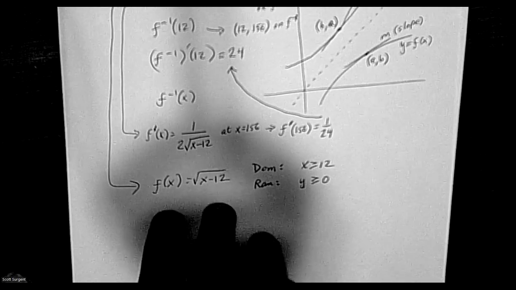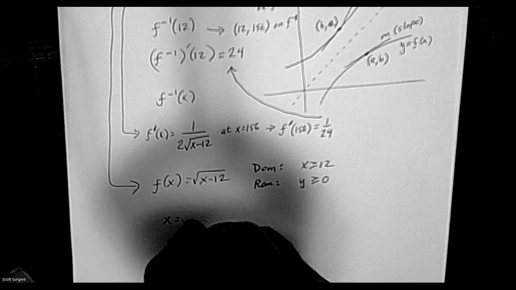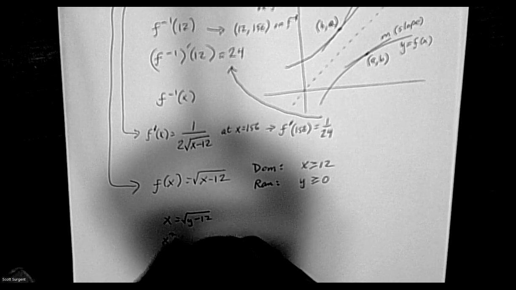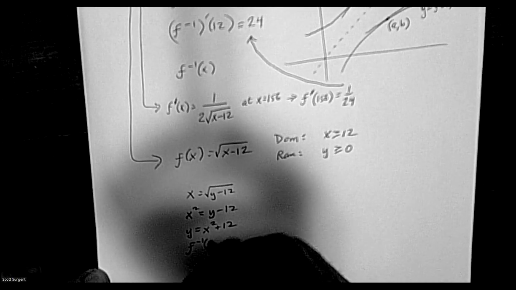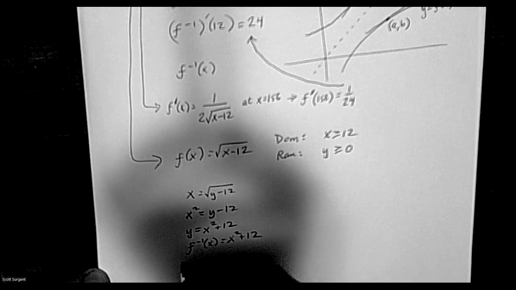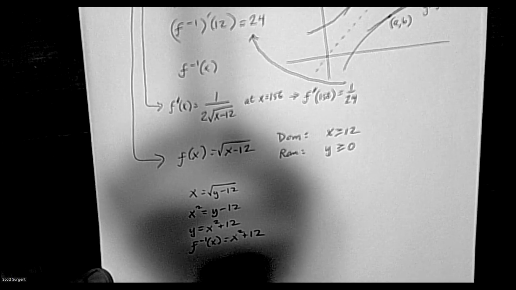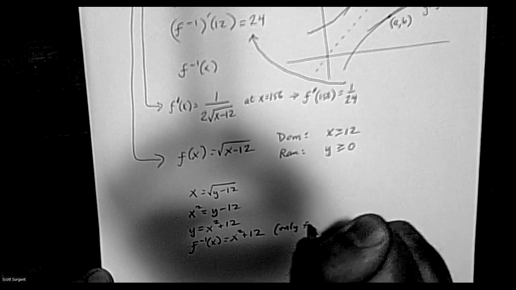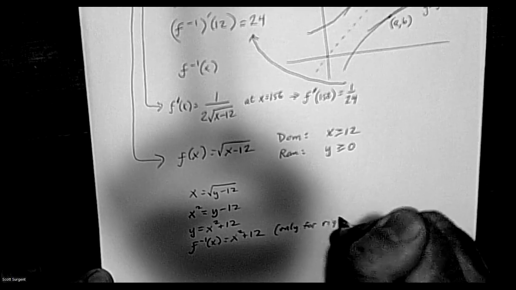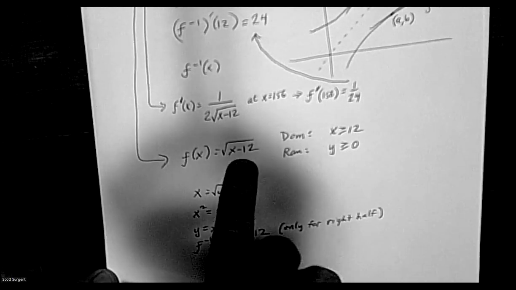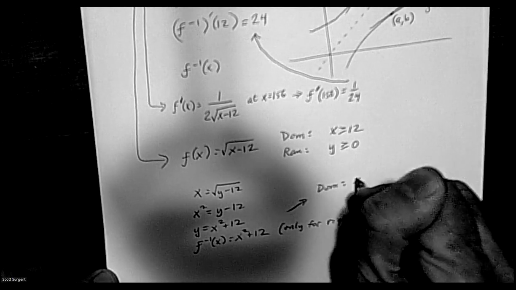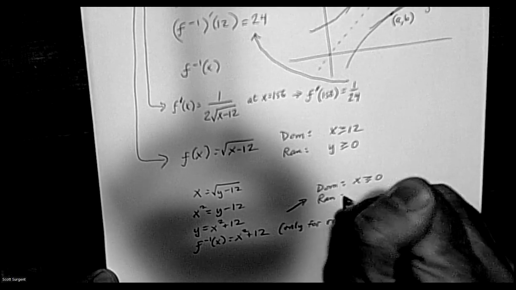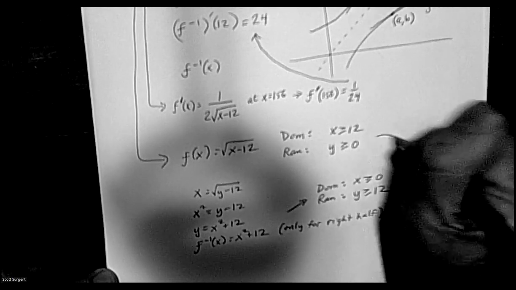Okay. Now, here's the thing. If I swap, you do the old tradition, you swap the x and the y, and then you solve for the y, you get what looks like the inverse. Okay. And that's true. However, it's not the full parabola. It's only for the right half. Because whatever restrictions are in place for the original function remain true. So here, the domain basically swaps. It becomes x is greater than or equal to 0, and the range becomes everything greater than or equal to 12. So you basically just swap.